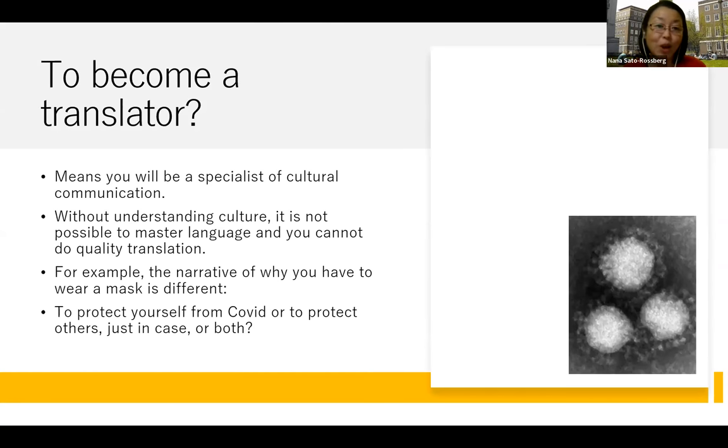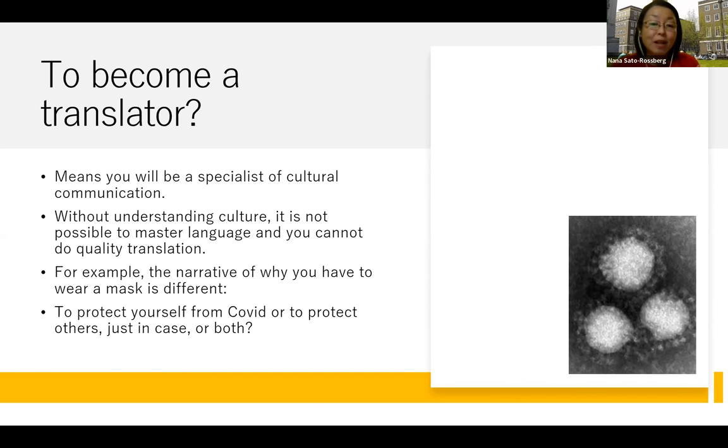So next slide, go. To become a translator means that you translate texts written in, for example, English into, let's say, Chinese or Arabic or Japanese. It's not good enough, as Gloria already pointed out, right? It means you will be a specialist of cultural communication. Because if you don't understand those cultural differences, even if you know those two languages, you cannot translate or mediate those two cultures well. So that means that if you are becoming a real translator, you will be a specialist of cultural communication, or you become a cultural mediator.